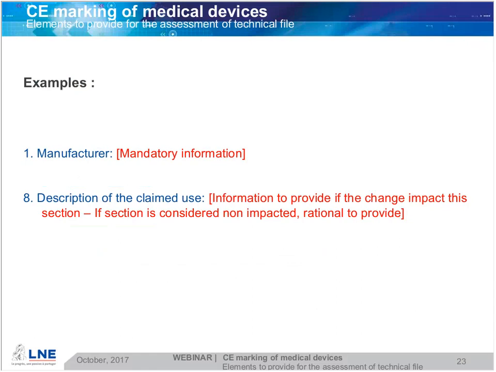For section 8, which is about the description of the claimed use, the information is to be provided if a change impacts this section. If the section is considered not impacted, then a rationale is to be provided by the manufacturer. So you will see in this list, the information is given for each section.